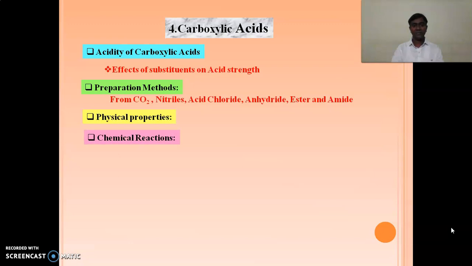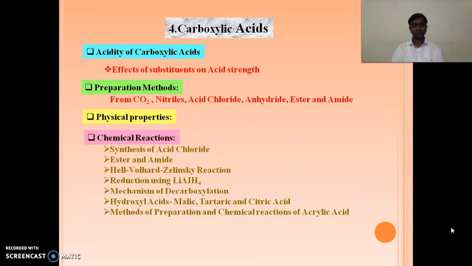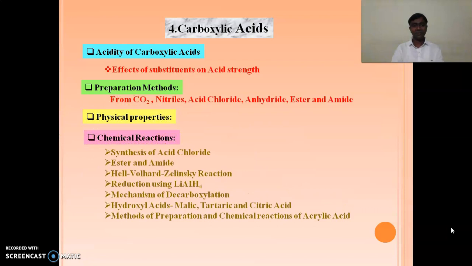The next point is chemical reactions. In the chemical reactions of carboxylic acids, we will discuss the synthesis of acid chloride, ester and amide by using carboxylic acids, Hell-Volhard-Zelinsky reaction, reduction using LiAlH4, that is lithium aluminum hydride, mechanism of decarboxylation, hydroxy acids like malic acid, tartaric acid and citric acid, methods of preparation and chemical reactions of acrylic acid. So all these reactions we will discuss in the point of chemical reactions of carboxylic acids.